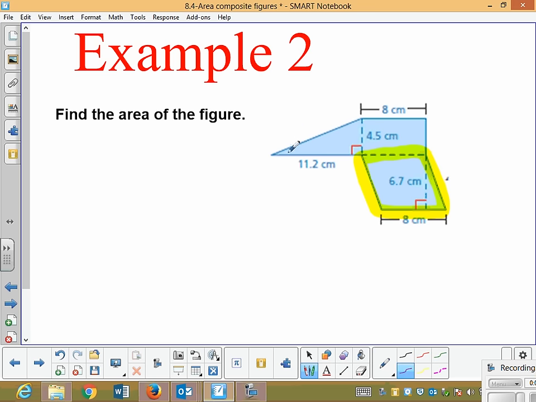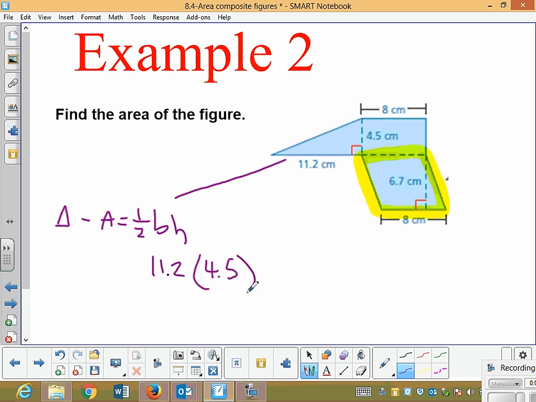If you look back to your notes, the area of a triangle is A equals 1/2 base times height. This is from 6th grade. So the base is going to be the bottom right here. So my base is 11.2. My height is how high this triangle is. The height of the triangle is 4.5. So I have here 11.2 times 4.5.